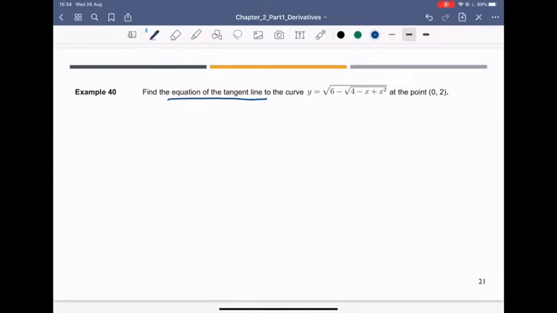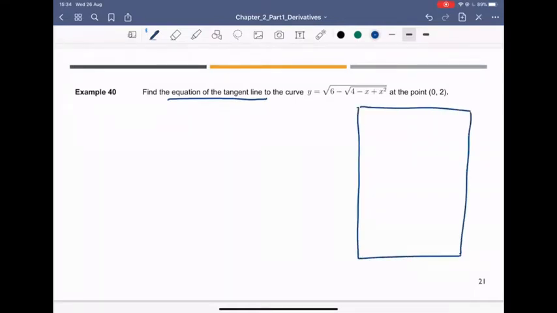Do you remember how to find the equation of the tangent line? So this is our review. Some of you already forgot this, so I have to review first.